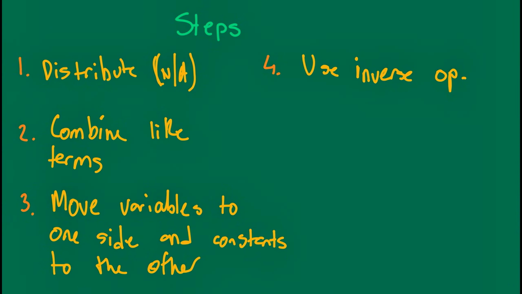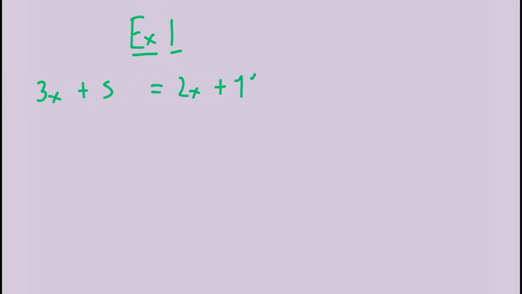Okay, let's see an example. This one is pretty easy. So first, from our first step, is to distribute, and this is the if applicable. We don't need to do that. Next, I combine like terms on each side. This is also if applicable. They're already combined. And next is to move the variables to one side and the constants to the other side. What I usually do is the constants first. So let's try to move the constants there.